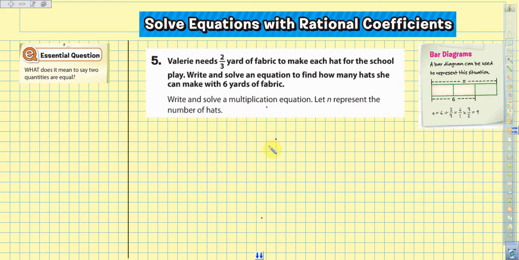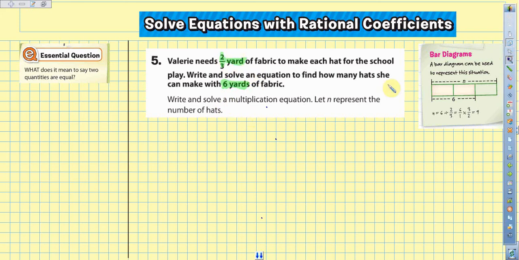Valerie needs 2/3 yard of fabric to make each hat for the school play. Write and solve an equation to find out how many hats she can make with 6 yards. That's kind of our hint right there. We know that basically she has 6 yards of fabric, and each hat can be made with just 2/3 of a yard of fabric.